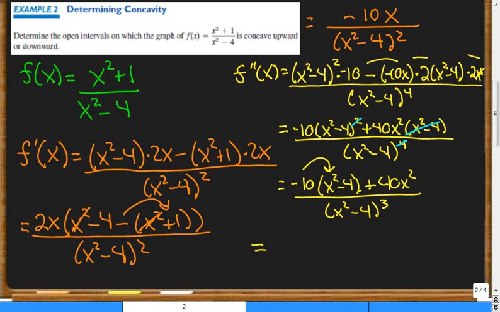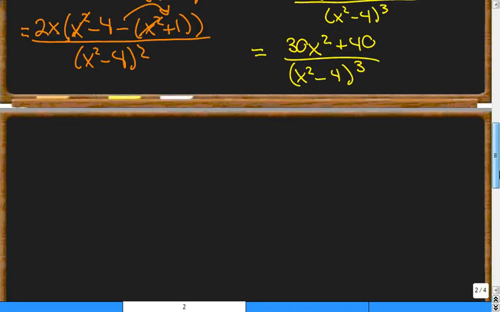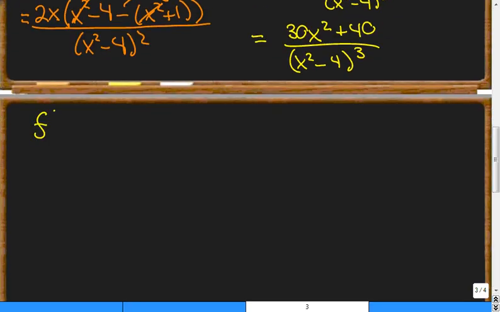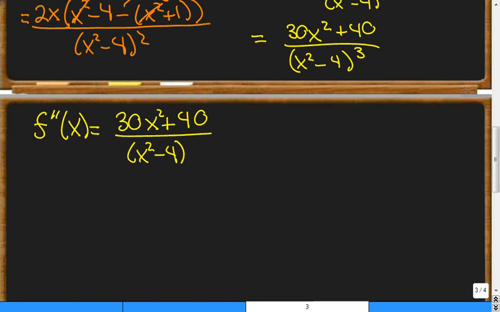Which all in all, if we wanted to simplify this, negative 10 times the x squared is negative 10x squared. We add that with the 40x squared, which makes 30x squared. And then the negative 10 times the negative 4 makes a positive 40. And we finally divide that by x squared minus 4 quantity cubed. So at this point, f double prime of x equals 30x squared plus 40 all over x squared minus 4 cubed.